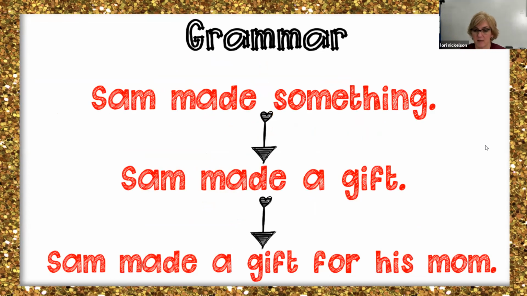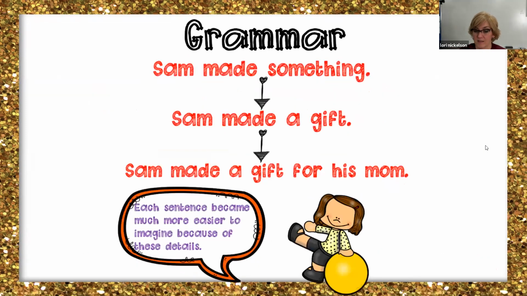So Sam made something. Sam made a gift. Sam made a gift for his mom. So just looking at those sentences, it became more easier to imagine because of those details. Because when Sam made something, it's like, well, what did he make? Who did he make it for? But with that last sentence, we know he made a gift and we know who he made it for, Mom.